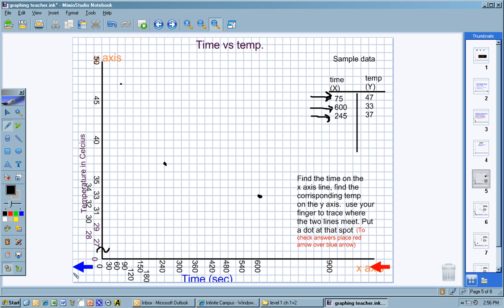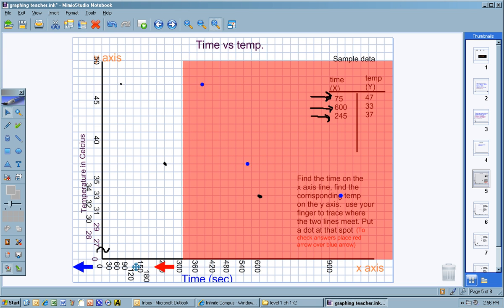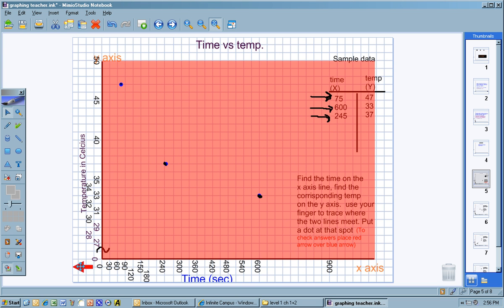Let's see if I'm right. I'm going to take this one here. Oops, switch it to the arrow. This one here, and I can actually grab it and drag it over so that it matches. And you can see that I have them all in the right spots.